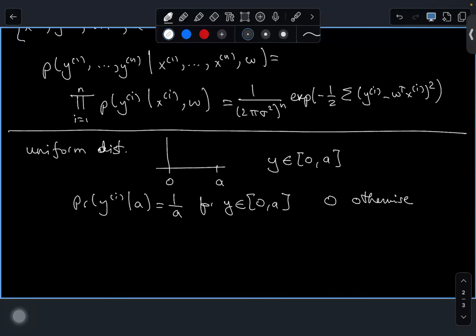So suppose I gave you a bunch of data and you plot it on that scale. So maybe you have some data here like this. And I tell you, I believe this comes from a uniform distribution. And you tell me, what is A? What's your guess?